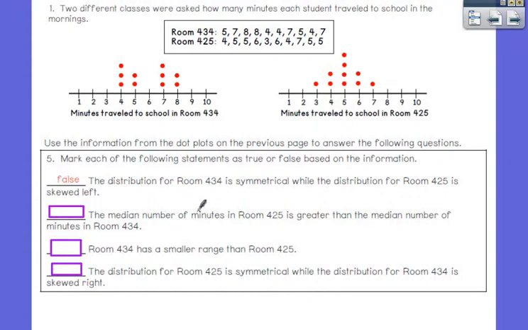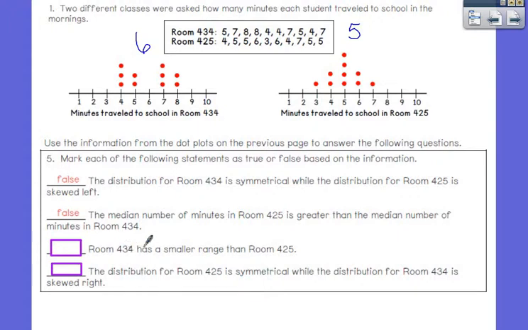The median number of minutes in room 425 is greater than the median number of minutes in room 434. Well, the median in room 425 was 5. The median in 434 was 6. Is the median of 425 greater than 434? No, it's less than, so this would have to be false.